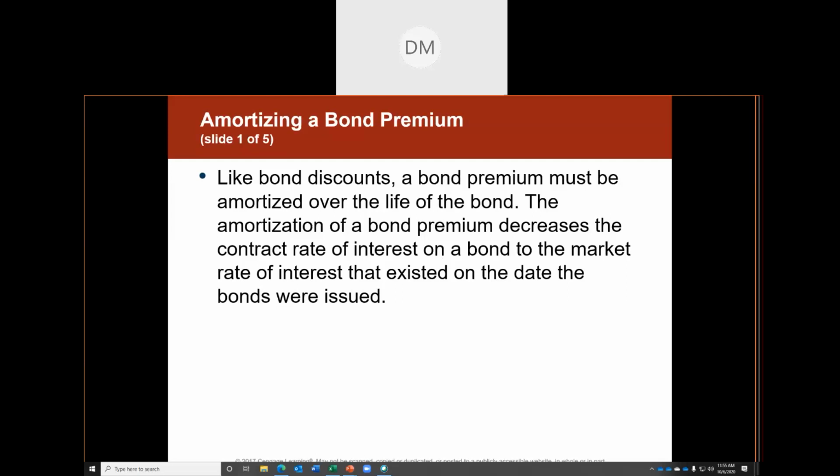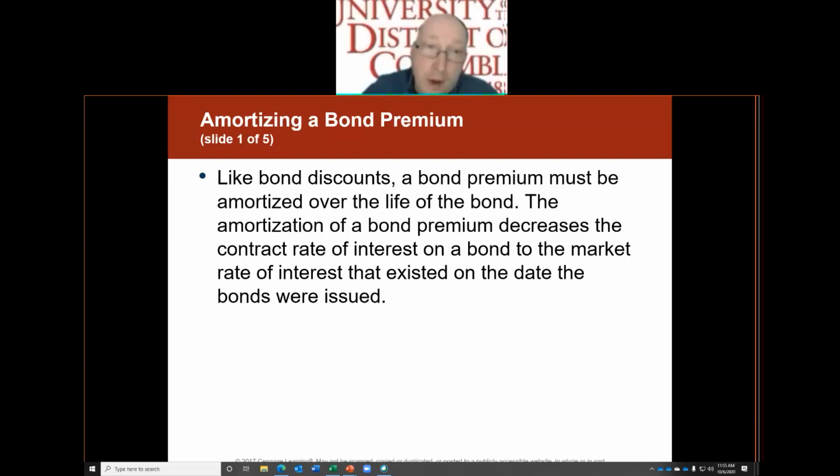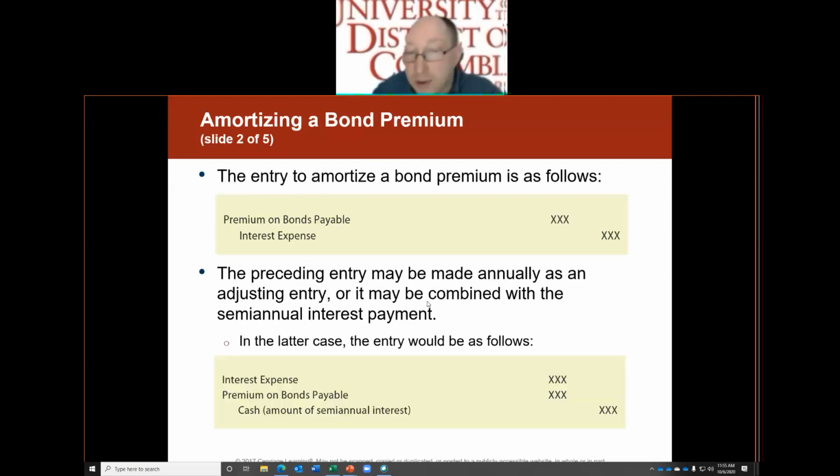So like bond discounts, the bond premium must be amortized over time, over the life of the bond, just like we did with the discount. Amortization of the bond premium decreases the contract rate on the interest of the bond to the market rate that existed at the date the bonds were issued. In other words, we're decreasing the amount to get back to that face value.